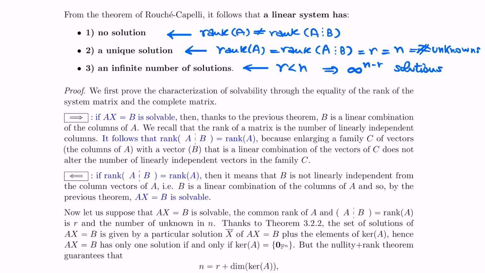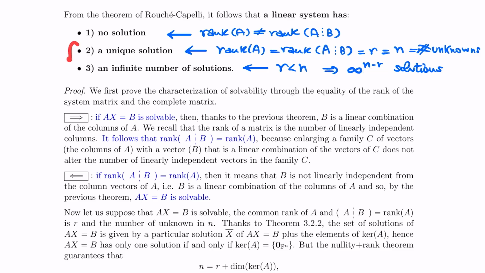The third is that a linear system may have an infinite number of solutions, which is the case corresponding to the situation in which r is strictly inferior to n. In this case, we say that the linear system has infinite to the power n minus r solutions because there are n minus r free parameters.